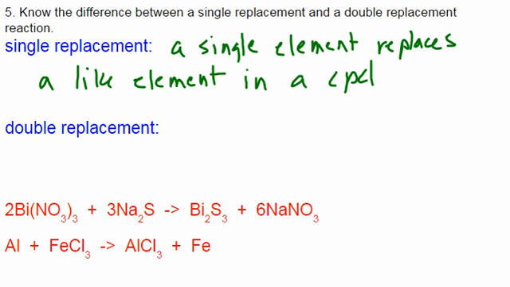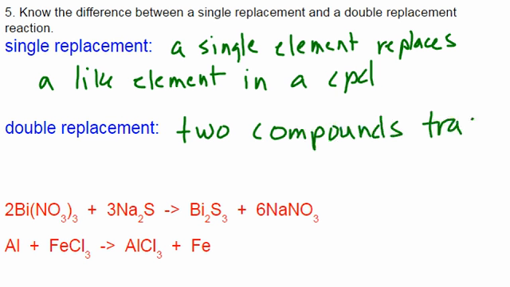So you start with an element in a compound and you end with an element in a compound. But the element has traded places with the metal, or the non-metal is traded with the non-metal. A double replacement is where 2 compounds trade cations. Excuse me, they trade cations, or if you'd rather think of it, they trade their anions.